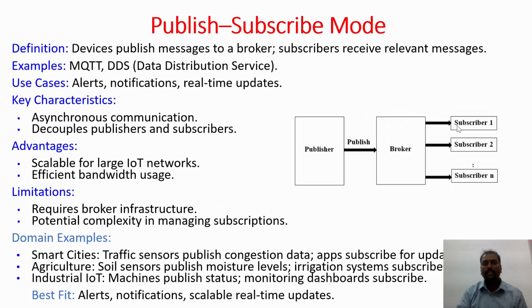The next one is publish subscribe mode. Here the device publishes some messages to an intermediate broker, and this broker will reroute the message to the subscriber which is intended to receive that particular message. So the publisher will publish messages to the subscribers, and there will be an intermediate broker. That broker will be rerouting the messages to each individual subscriber which is subscribed for that particular data.